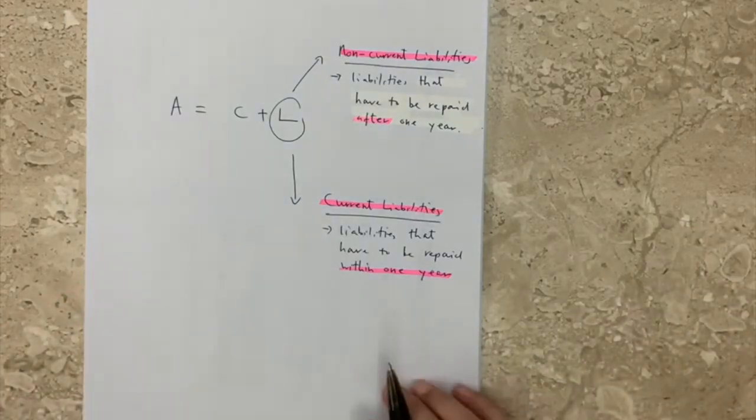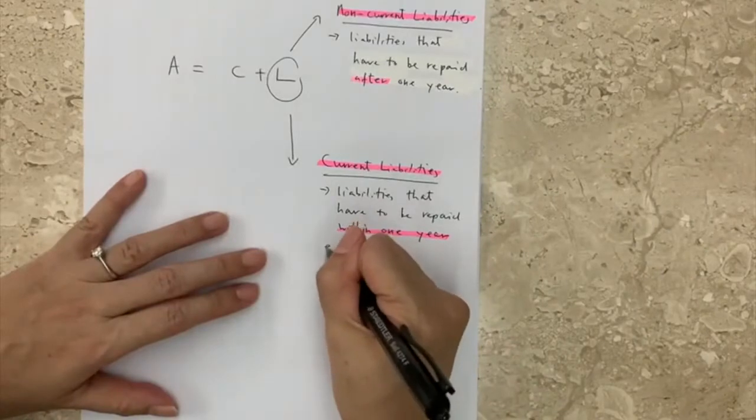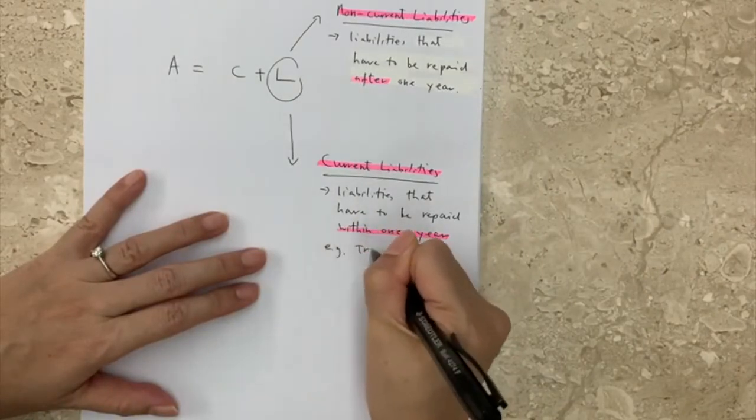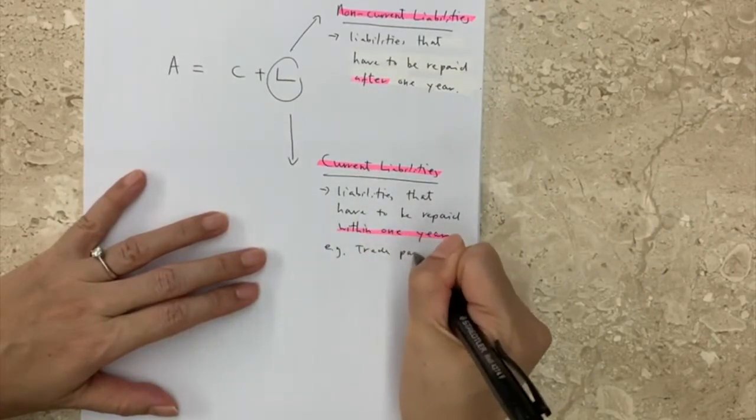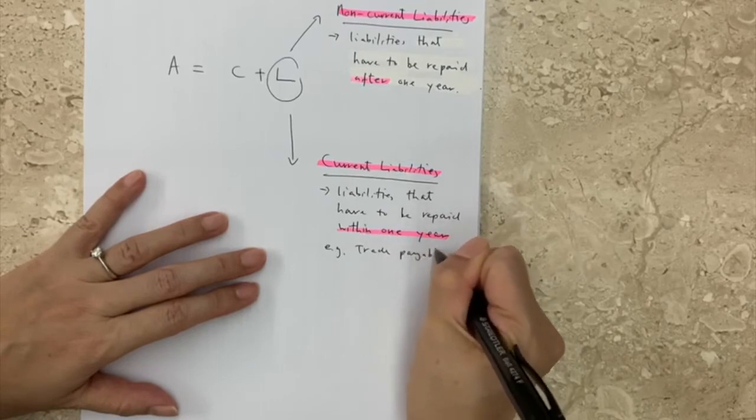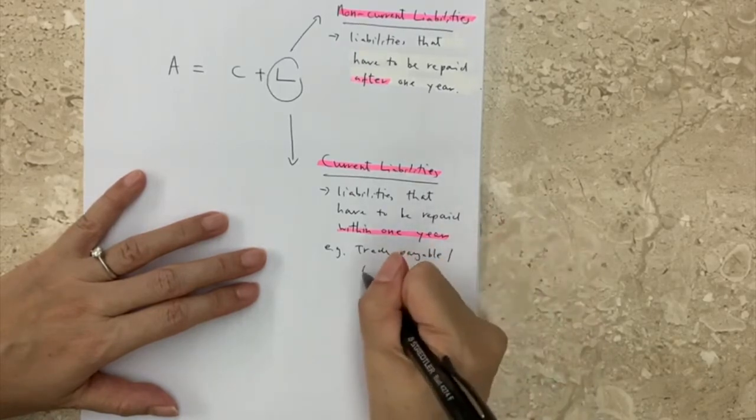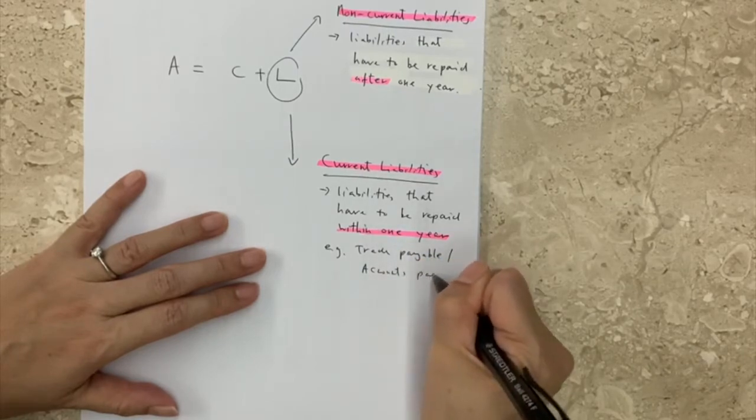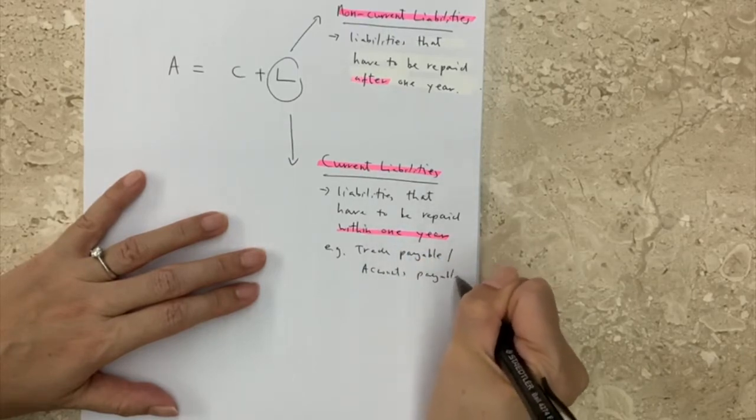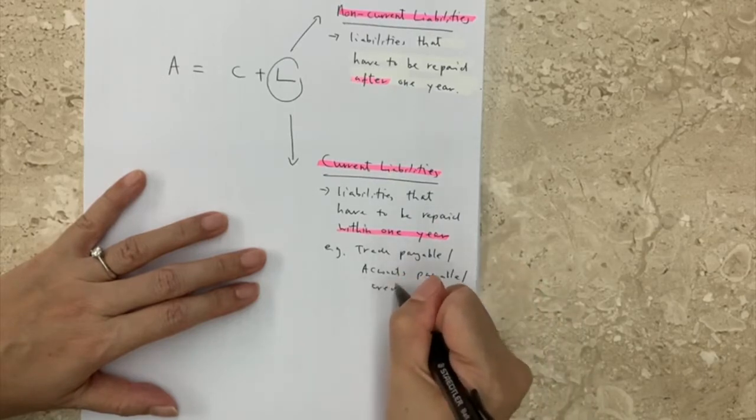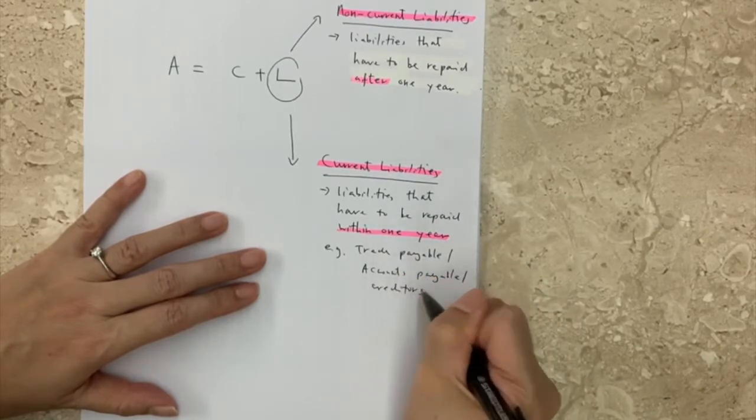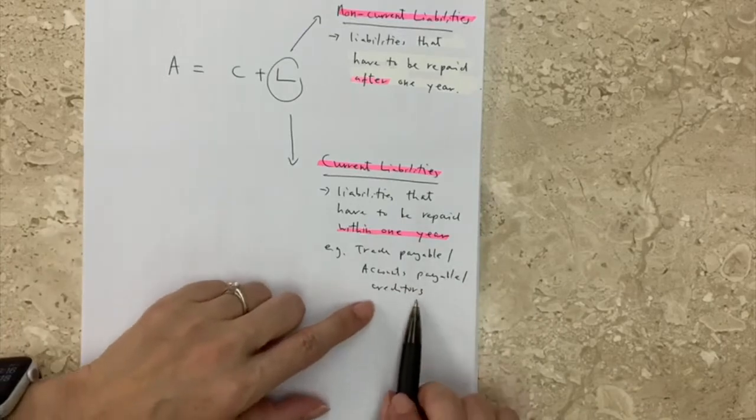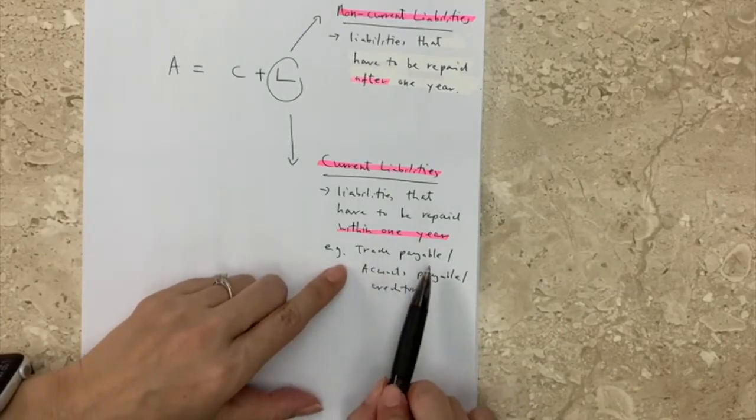Okay, so for example, for these current liabilities, we have this trade payable or accounts payable, which is the same as creditors. Okay, so very often in DSC we use the term trade payable.